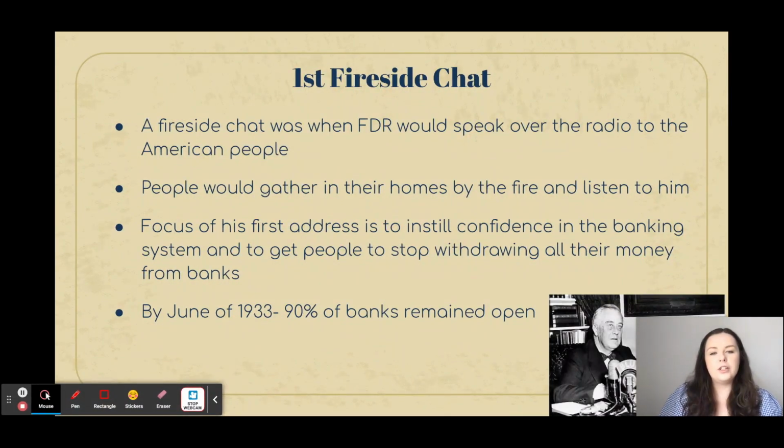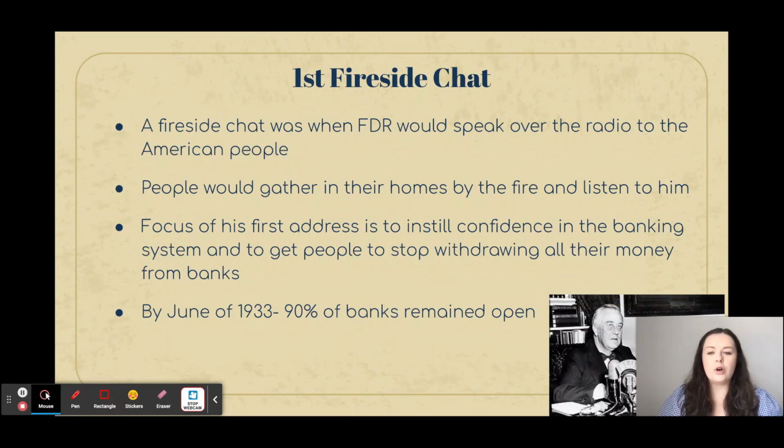Then we have our first fireside chat. We talked about the forgotten man. So FDR was known for his fireside chats. He would speak over the radio directly to the American people. And this is a big deal because people would be in their homes listening to the president. His first one, which you'll listen to in an activity, is focused on instilling confidence in our banking system. So to get people to stop withdrawing their money and stop keeping their money under mattresses and in their houses and put it back into banks, and that you could trust banks again.